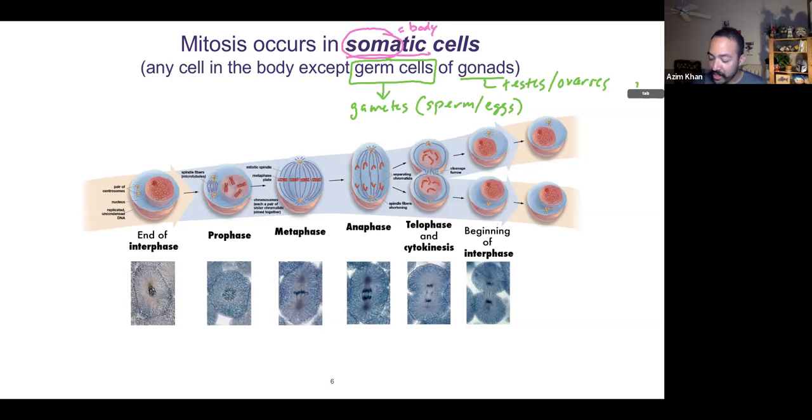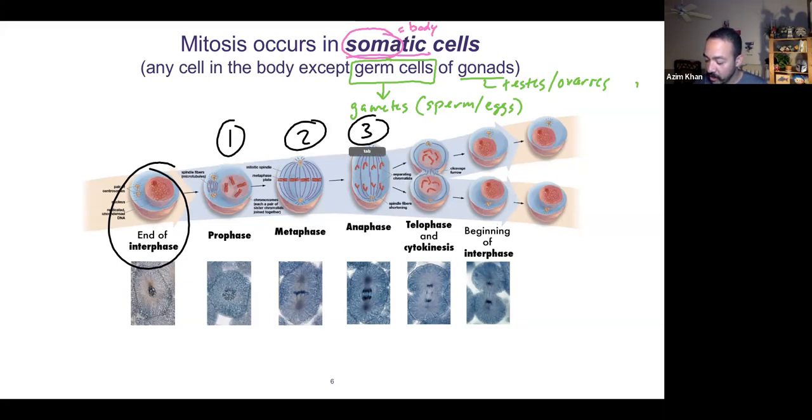We go through a series of steps. Here's the end of interphase, and then we have stage one of mitosis, stage two, three, and four. Some textbooks say five, but we're going to simplify it down to four. When we're done with that last part of mitosis, we then begin interphase again. Remember, it's a cycle, except now it's interphase in two different cells.